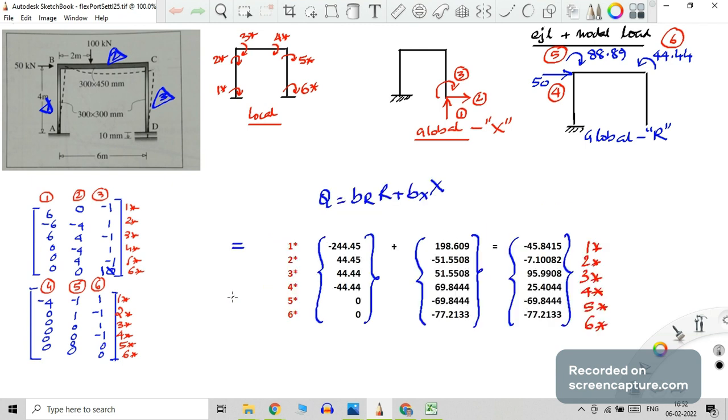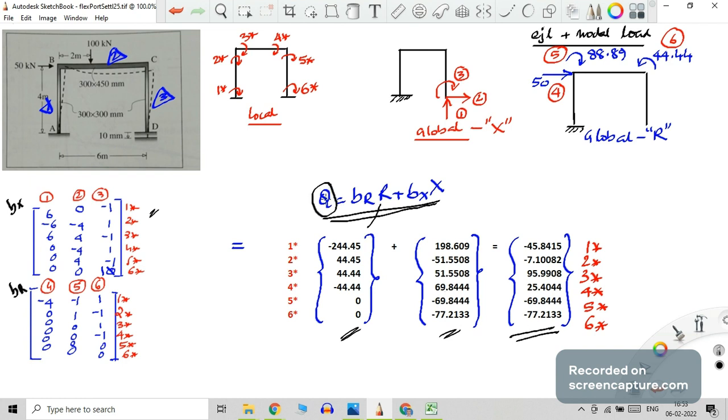So Q, you know that Q is equal to BRR plus BXX. These are all straightforward. BR is available here. This is BX, this is BR. BR multiplied by R is 50, 88.844. So that multiplied, this will result. Then BX is available here. X we have already solved. Three values were there. So if you multiply, you are going to get this value. Add them, you are going to get the Q internal moments.